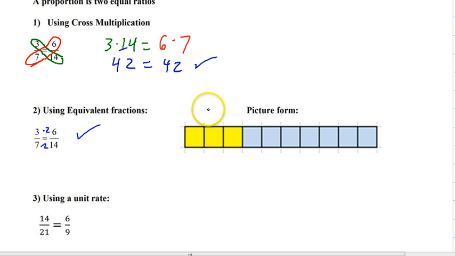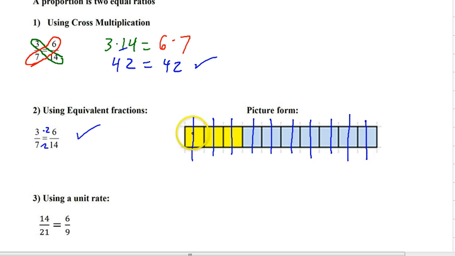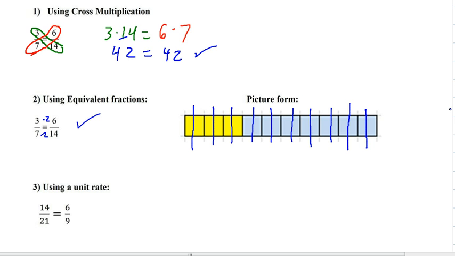What's basically happening is this. We have a 3 to 7 ratio, and if you cut each of these equally in half, you now have a 6 to 14 ratio. So picture-wise as well works.